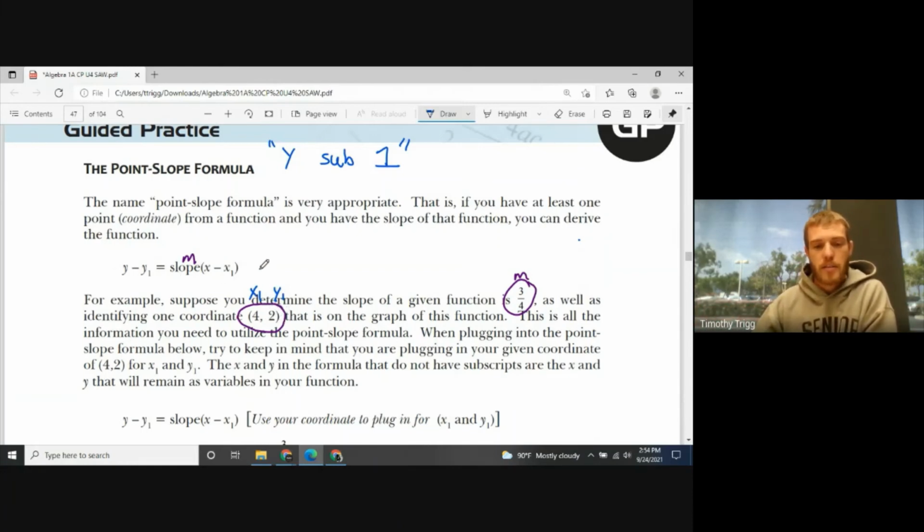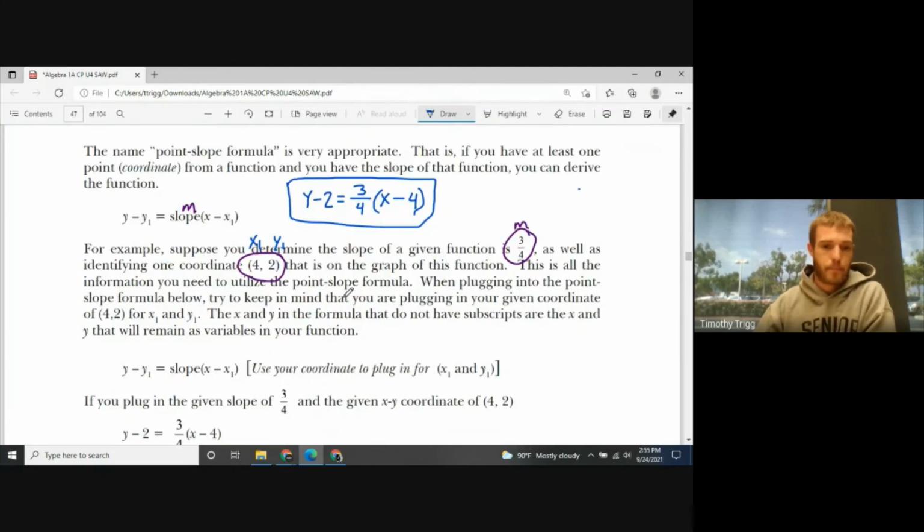So how do we write this point-slope equation? It'll be y minus y sub 1. So that's the y coordinate, which is 2. Equals our m, our slope, which is 3/4, times parentheses x minus x sub 1. So that's going to be minus 4 here. There, and you're all done. So when you're given the slope and a point on the line, then we can suddenly find the equation of the line just like that. So that's pretty useful.